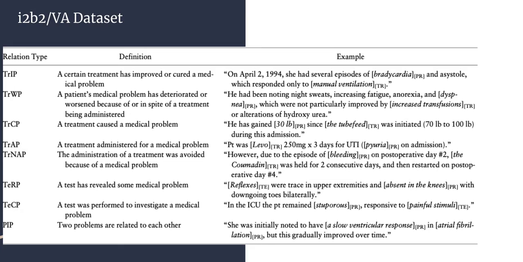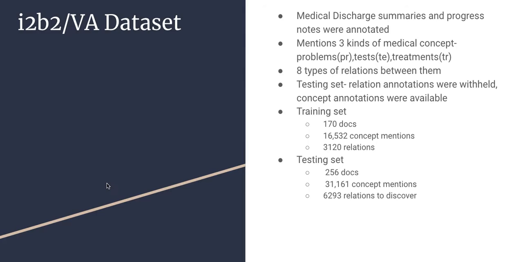So what happens when there is a problem, treatment, and a test? Sometimes it's not always the case that a particular treatment works for a problem. So sometimes the treatment improves the problem, while sometimes it deteriorates the problem. And similarly, to detect a problem, a test is performed. So similarly, there are different types of relations.